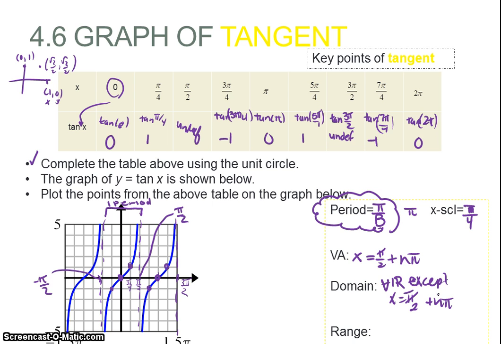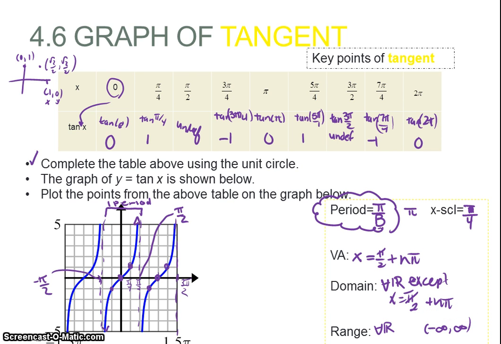And then the range is the y values. Well, my graph, my blue, goes down to -infinity, and there are arrows on it, and then it goes up, and it has an arrow on it. So there is no break. So the range is actually all real numbers. Or you can say -infinity to infinity.